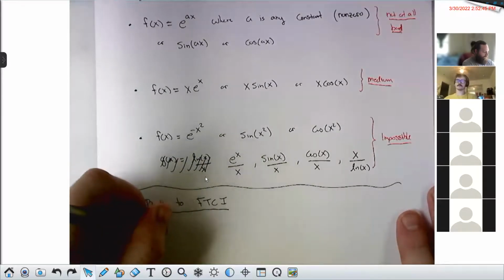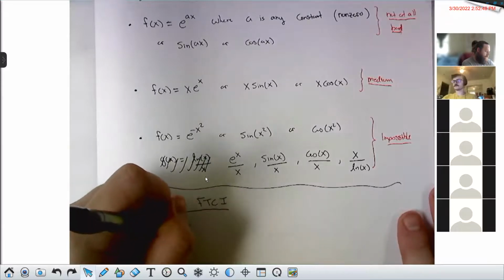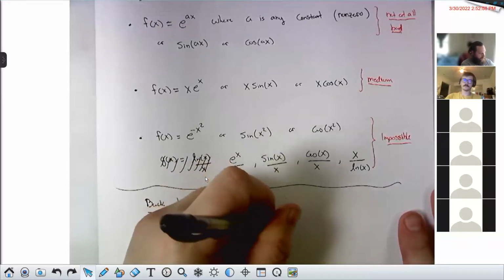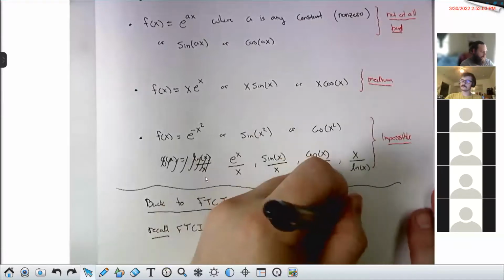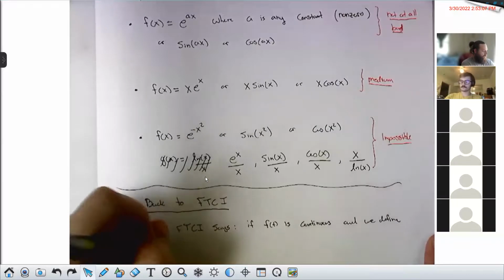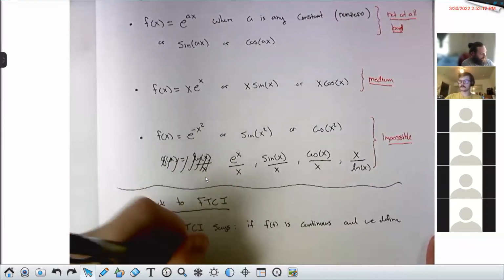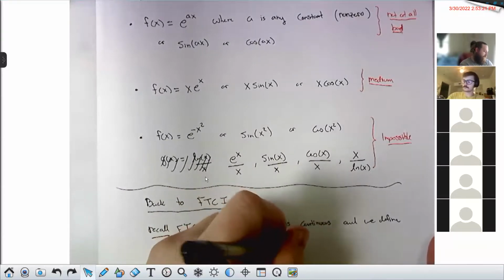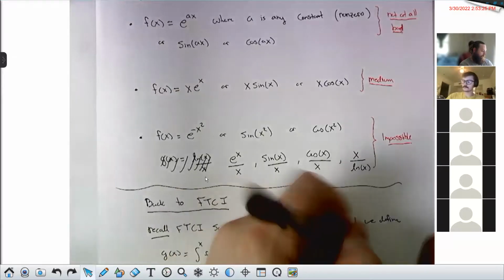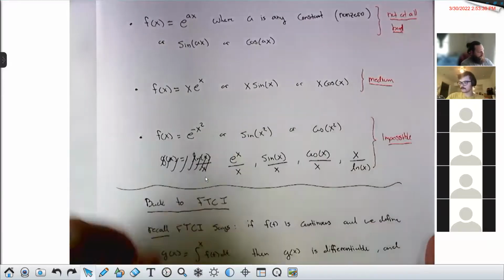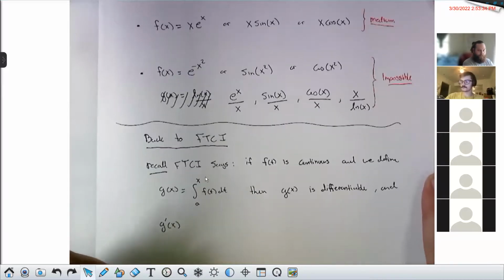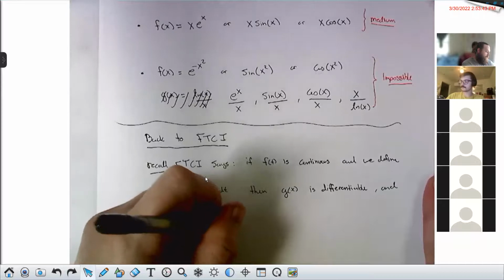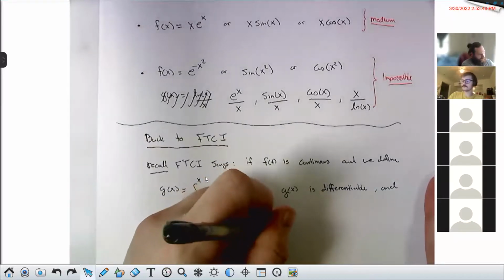Recall FTC1 says if little f of t is continuous and we define g of x to be the integral from a up to x of little f of t dt, then g of x is differentiable and g primed of x, which would be d/dx of the integral from a to x of little f of t dt, is just going to be little f of x.